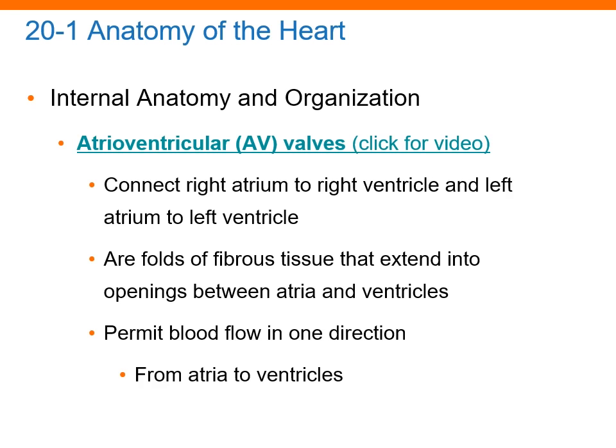So the AV valves, this is pretty simple. If you remember what the atria and the ventricles are, right? That's the upper chambers and the lower chambers. The atrioventricular valves, of course, are between the atria and the ventricles. So they connect them to each other. They're folds of fibrous tissue that extend into openings between the atria and ventricles. I encourage you to go and look at some images online. I also have a video of the dissections that we do in the lab sometimes, when we actually have the ability to do that.